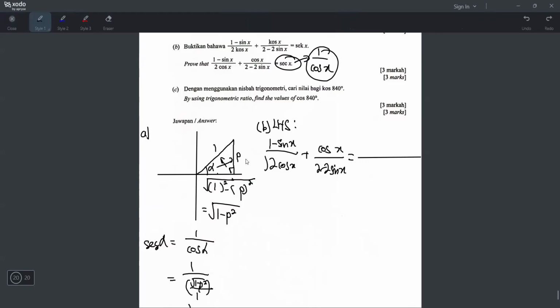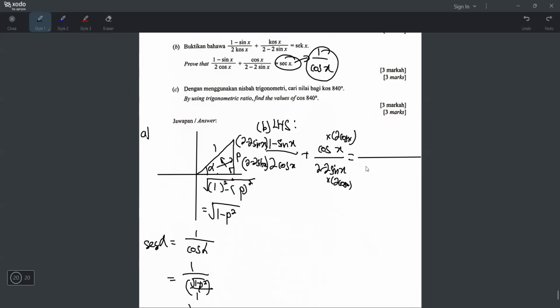You will take 2 cos x times 2 minus 2 sine x. And then do the same for the top, times the same thing, 2 minus 2 sine x. And then this one I will times with 2 cos x. Right? Times with 2 cos x. And then here also times with 2 cos x. And the reason I'm doing this is very simple, to make the denominator the same for both.